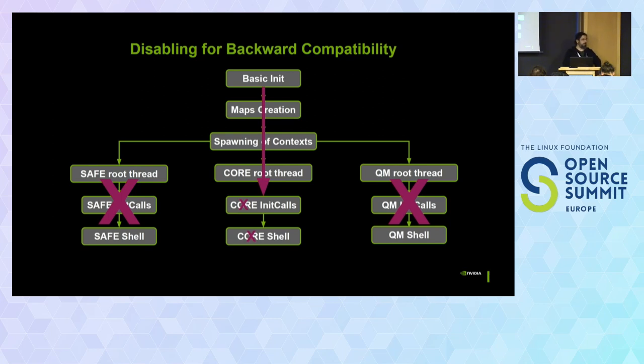Yes. But what I want to say is that the solution you proposed reduces the possibility of interference between QM and ASIL. It doesn't remove all of it, because they can still interfere through the core context. Yes, let me repeat the question: it's about interference prevention between safe and QM, but is there a possibility of second level interference through the core?